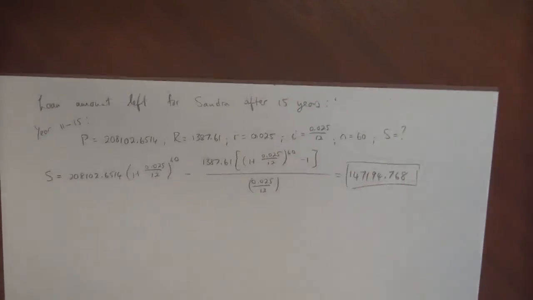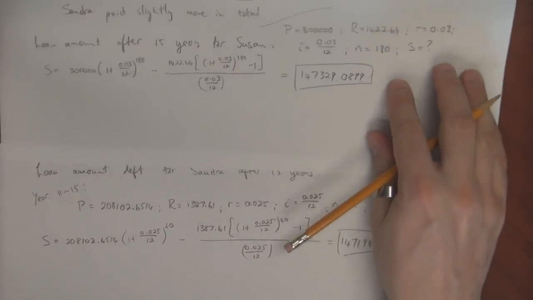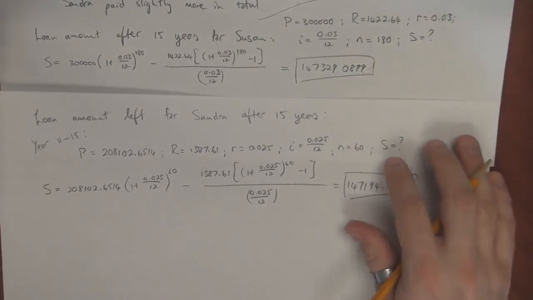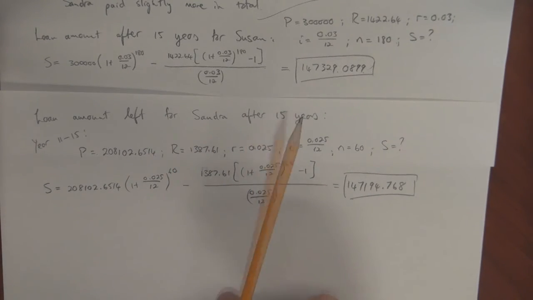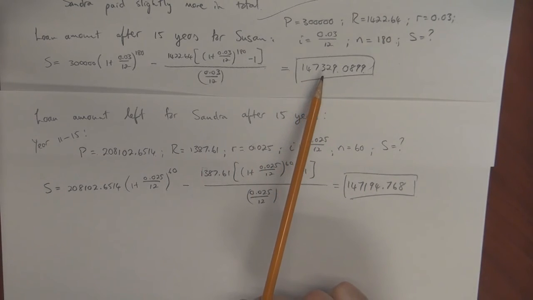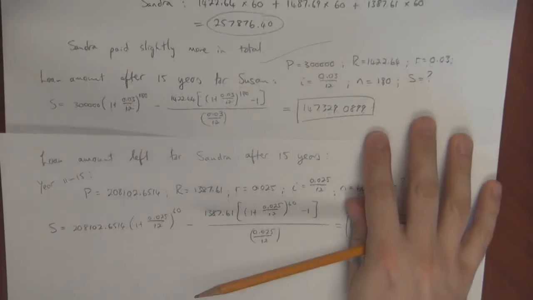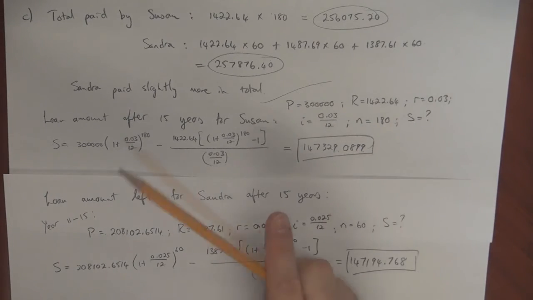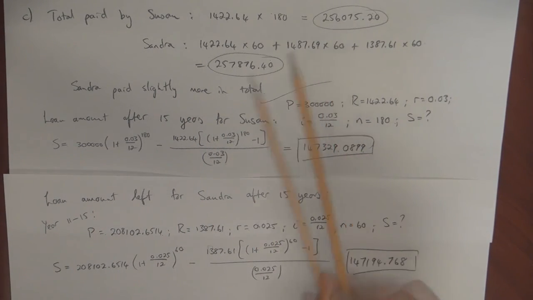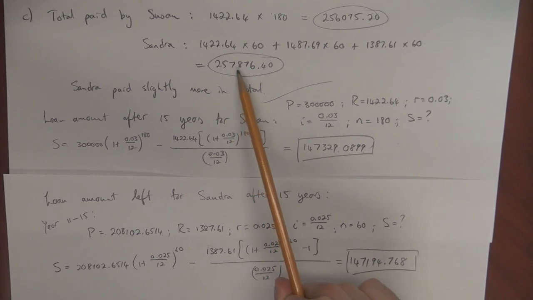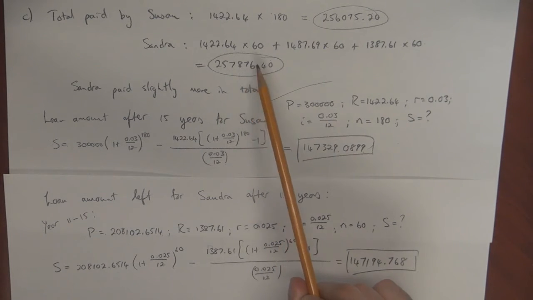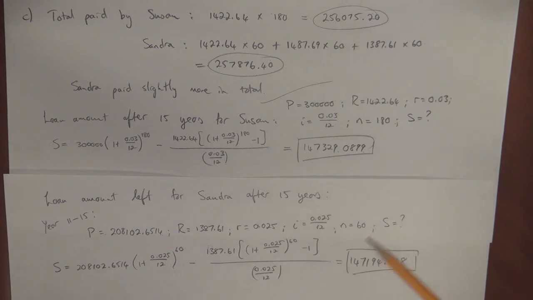So when I compare this, let's put them side by side here. The loan amount left for Susan is $147,300. The loan amount left for Sandra is a little bit less. When we look at the numbers at the top, the total paid, Susan paid $256,000, Sandra paid $257,800 more or less. So Sandra paid about $1,800 more in total, and she has not even 200 less left on her loan.